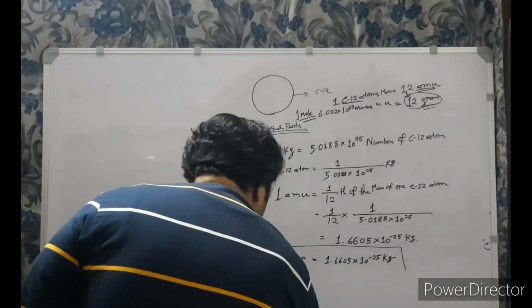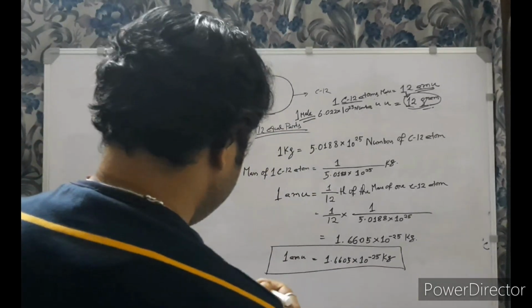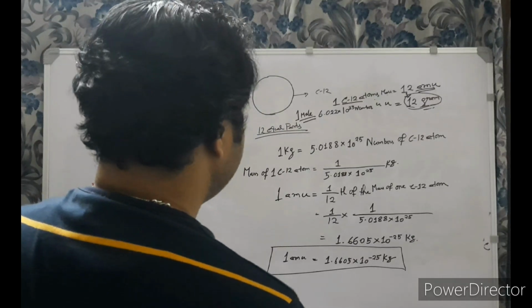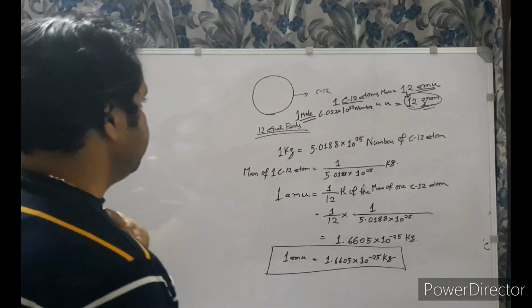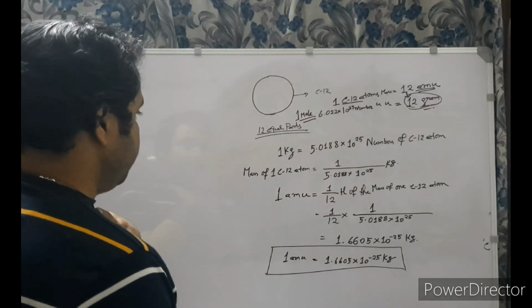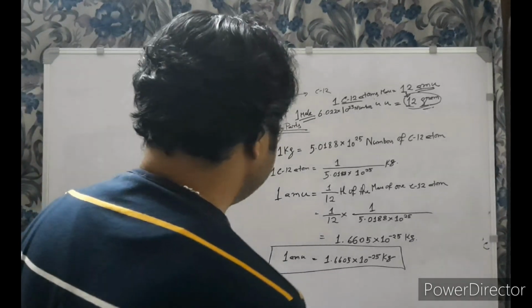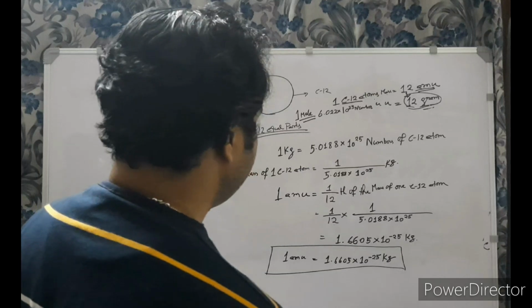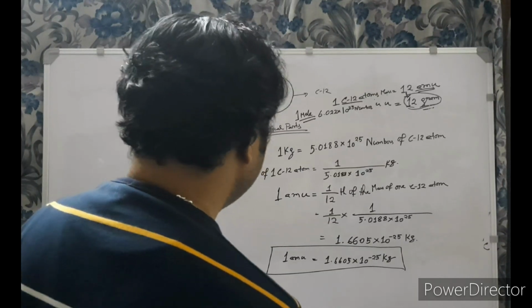This is the concept of one atomic mass unit. This is used to measure the mass of various atoms of elements, right, on an atomic level. Mass of atoms. So I hope this is clear. If there is any confusion, you guys can ask me in the comment section of the video.